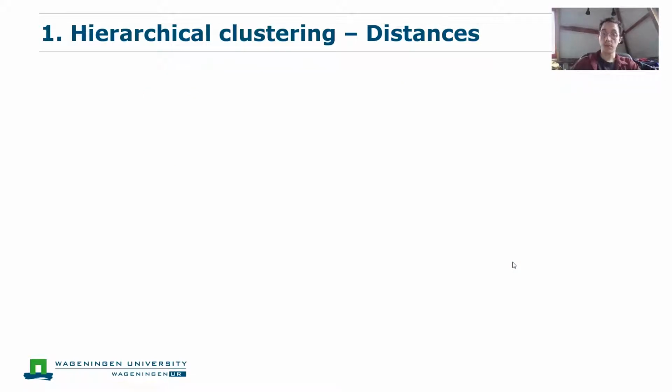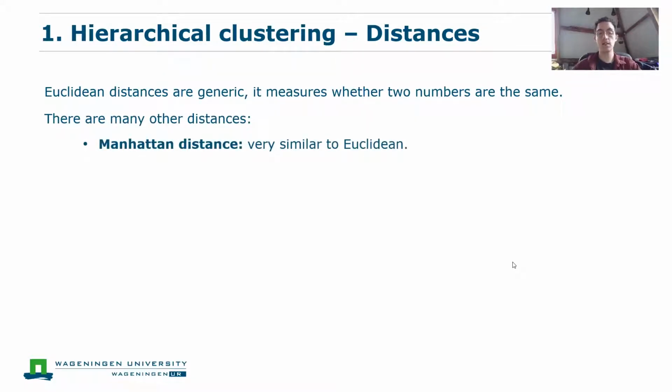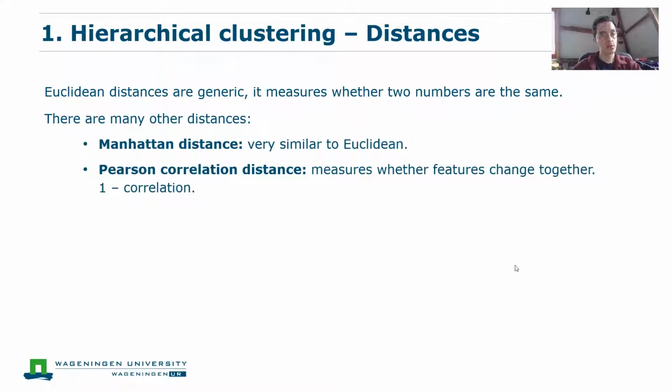So, to talk a little bit more about different types of distances, we've talked about Euclidean distances, and the Euclidean distance measures whether two numbers are the same. So the more different two numbers are, the larger the distance will be. But there are many other distances with different properties. Manhattan distance, for instance, is very similar to Euclidean. It has a little bit of difference. The Pearson correlation distance, which is just 1 minus the correlation between two variables, measures whether the features in these variables change together, rather than whether the number is the same. And they change together either positively, so together, or negatively, opposite to each other.